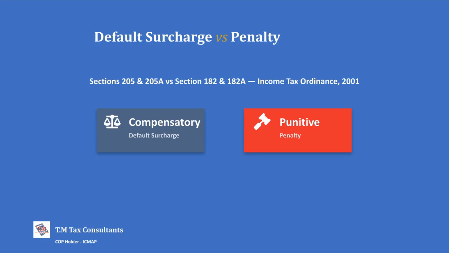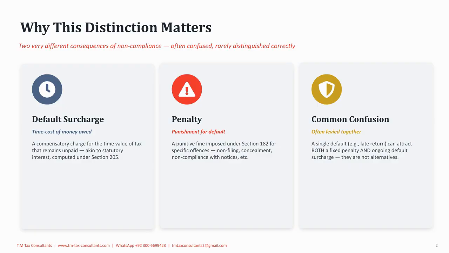In this video, we explore the distinction between default surcharge and penalty under the Income Tax Ordinance of 2001. We will look at sections 205 and 205A regarding default surcharge and sections 182 and 182A concerning penalties, highlighting their compensatory and punitive natures. Why does this distinction matter?